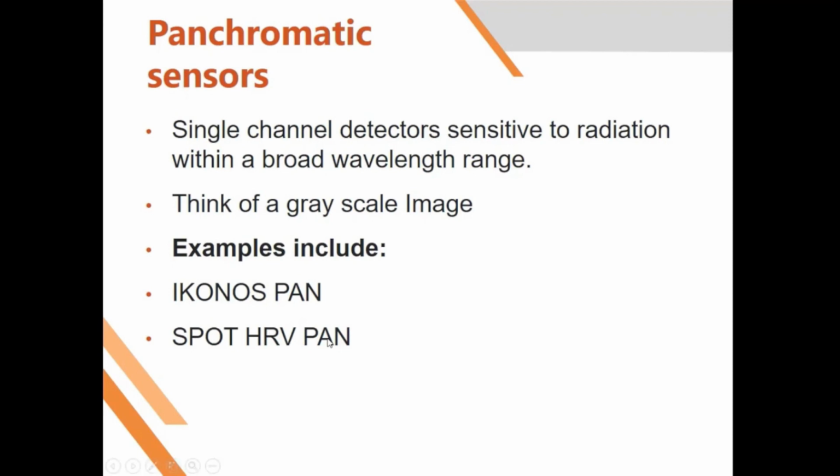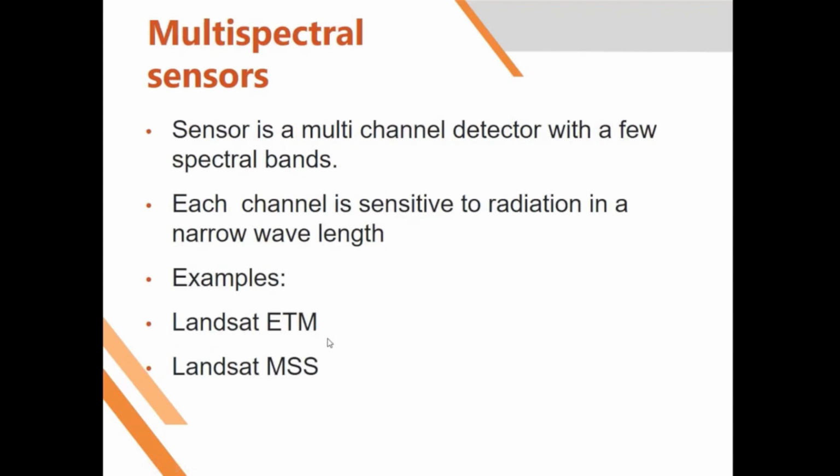We can also have multispectral sensors. What are multispectral sensors? These are sensors which have a few more bands. Why am I saying a few more bands? They don't have a lot of bands, but they have more than a few. So look at Landsat ETM or the Landsat multispectral sensor. The number of bands they have is not small, but it is not very much. Each band is specific to a given wavelength. For example, you have blue, green, red, near infrared, thermal infrared, etc.